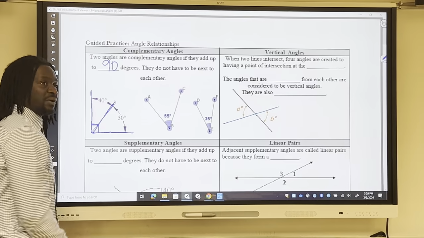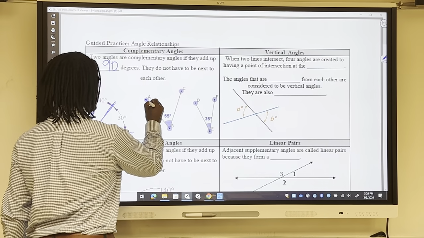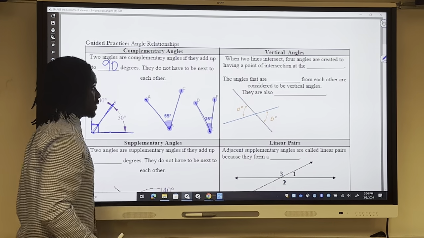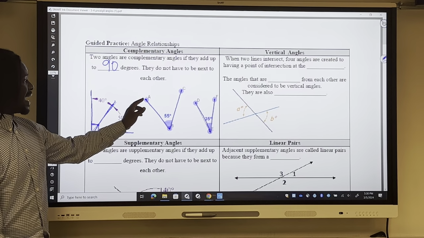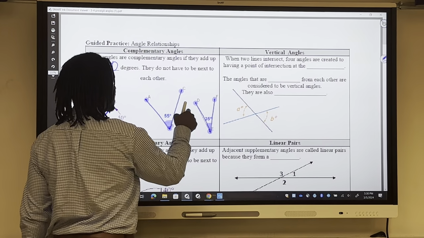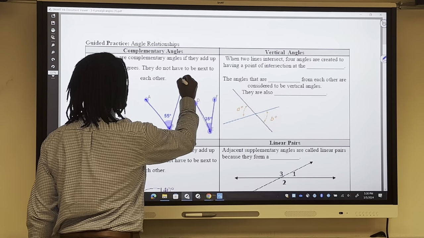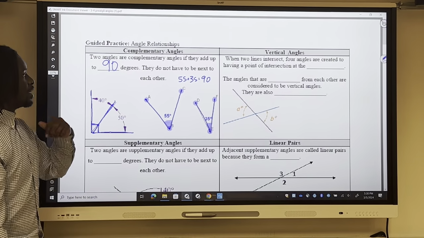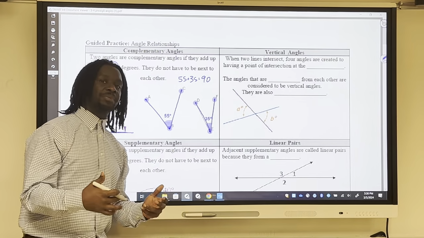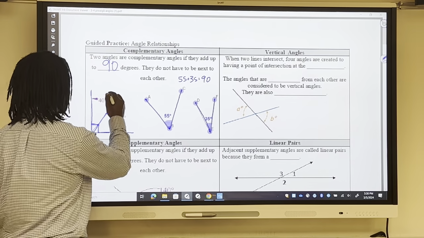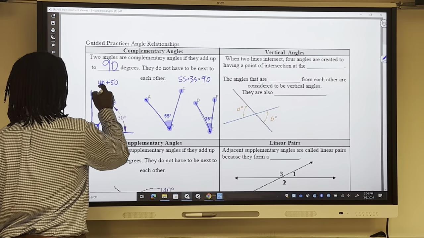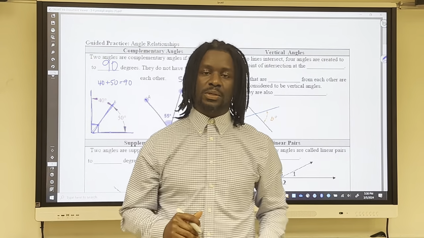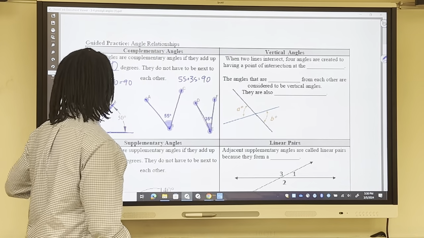So in the case of our second example, we have angles A, B, C, and then we have angles D, E, F. Angle A, B, C is 55, and then angle D, E, F is 35, and so 55 plus 35 equals 90. And so, again, this shows me that complementary angles add up to give me 90. In the case of this one, 40 plus 50 is 90. These are complementary angles. So complementary angles add up to give you 90.